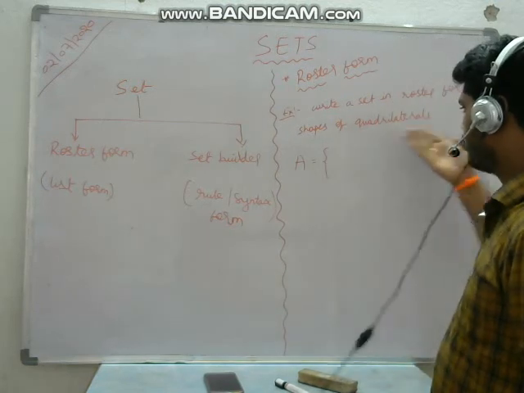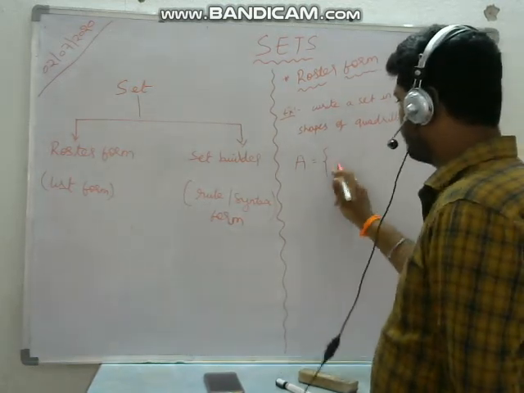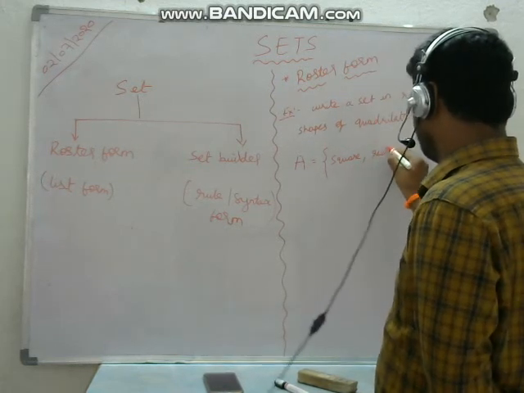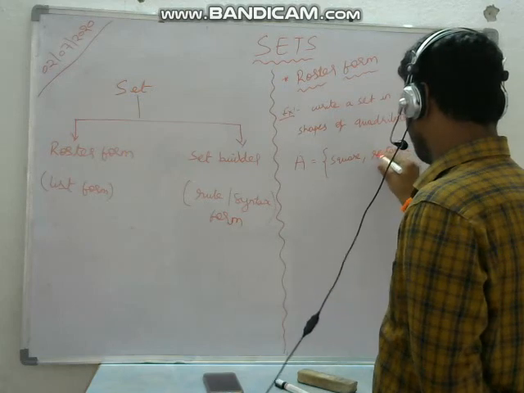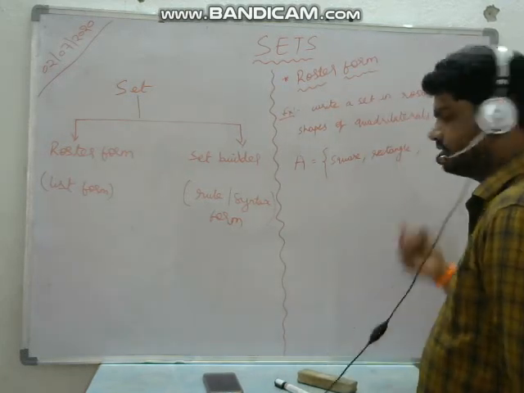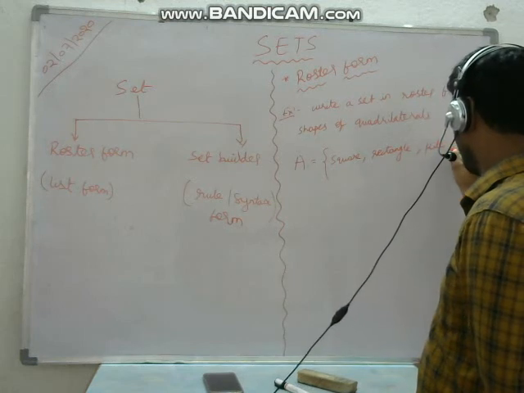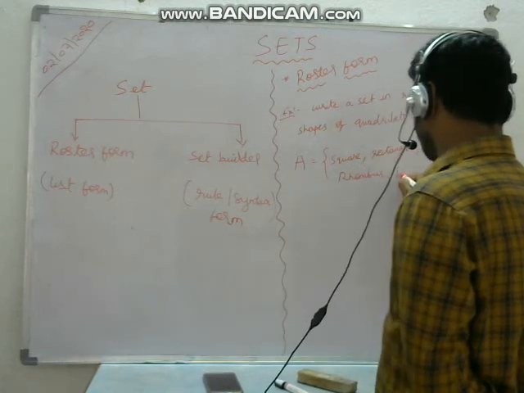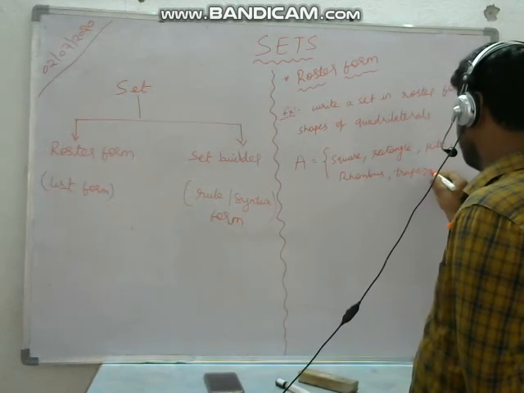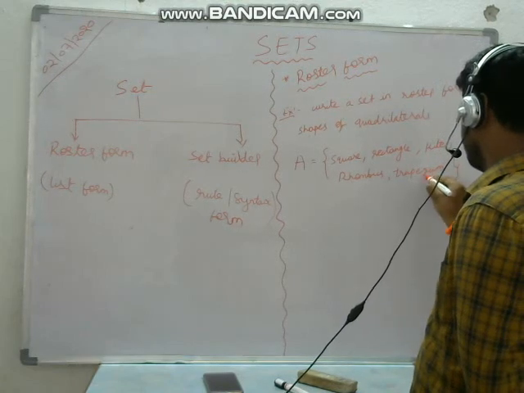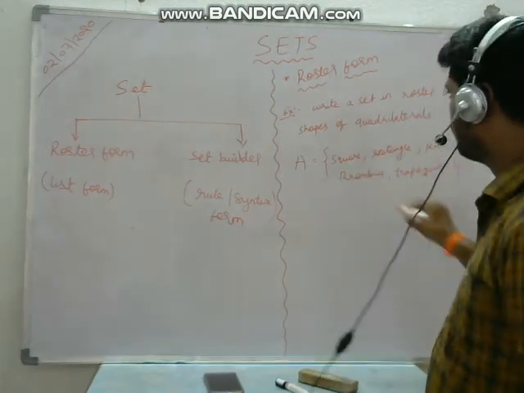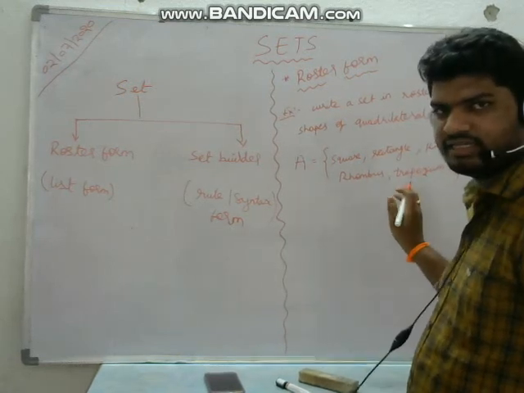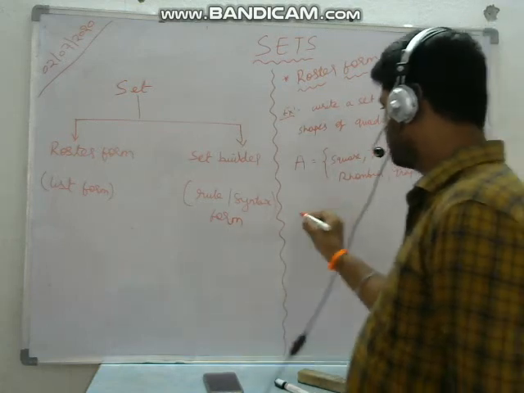Similarly, shapes of quadrilaterals is a set. So what are the shapes of quadrilateral? Square, comma, rectangle, comma, next kite, comma, rhombus, comma, trapezium, and remaining, right? So this is a set, and this form is called what? Roster form, because its elements are written in form of list. That is the reason it is called a roster form.